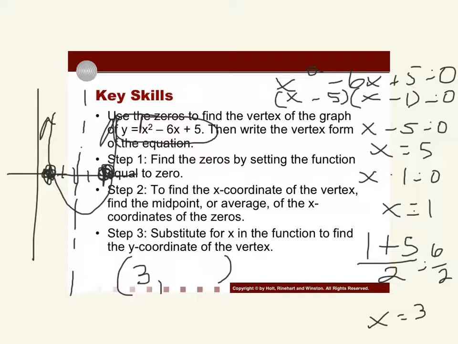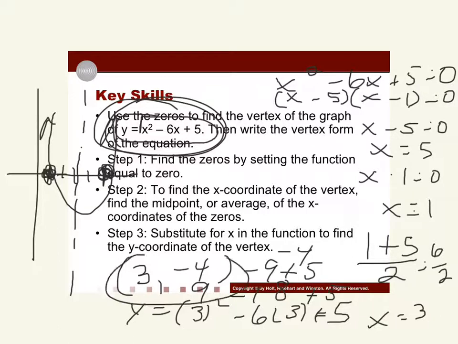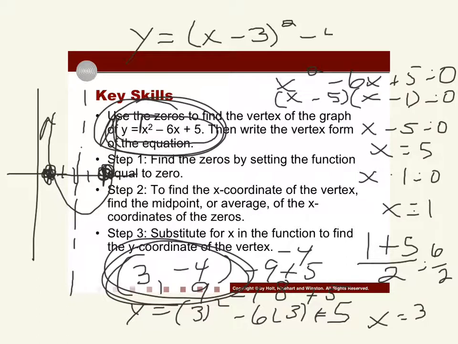I'm going to do that by substituting this value of x into the original function. So I have y equals 3 squared minus 6 times 3 plus 5. Now 3 squared is 9 minus 18 plus 5, so I have negative 9 plus 5, which is a negative 4. So now my vertex is 3, negative 4. And if I know my vertex, then I can write my equation in vertex form, which would be y equals x minus 3, quantity squared, then minus 4.